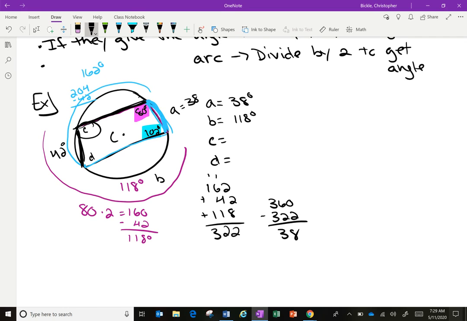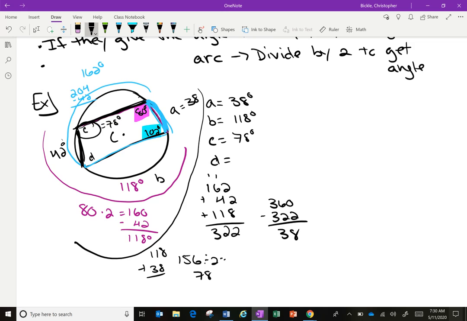So if I think about this part from right here all the way down around, that's the 118 plus the 38, which is 156. Now this time I've got the measure on the outside. So when they give you the measure on the inside, you guys multiply by 2 to get out. When they give you the measure on the outside, you divide by 2 to get back in. So 156 divided by 2 gives you guys 78. So I get that C has to be 78 degrees.